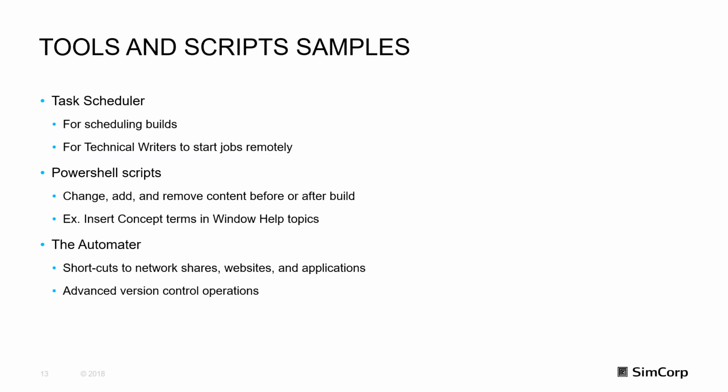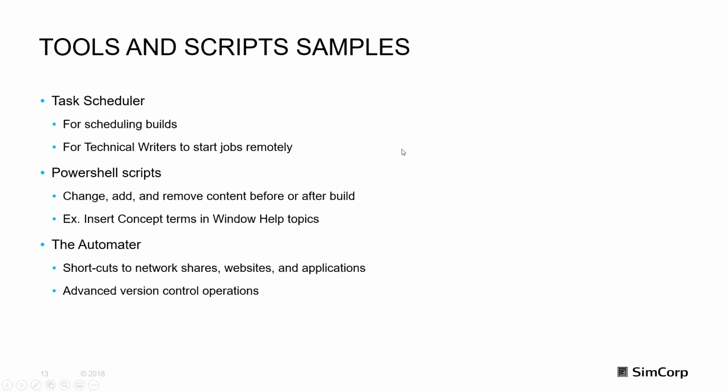Correct. And now I'll go through some of the tools and scripts that we are also using. I'll try to do it quite fast because I also want to allow time for answering a few questions, but let us just go into some of the tools that we use, like, for example, the task scheduler. It is a tool that's part of Windows and where you can set up different tasks to be executed at whatever time. And we do it for scheduling our builds, but we also use it to allow tech writers to start jobs remotely. Not all the tech writers in SimCorp have access to the build servers, but they can execute some jobs from their own MadCap Flare via some built-in plugins.